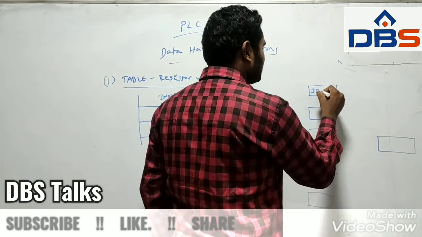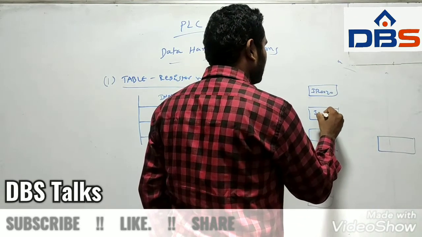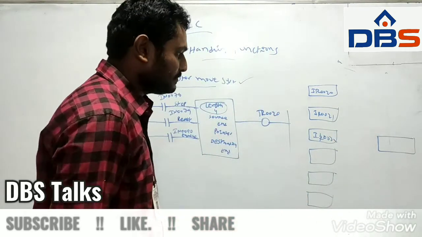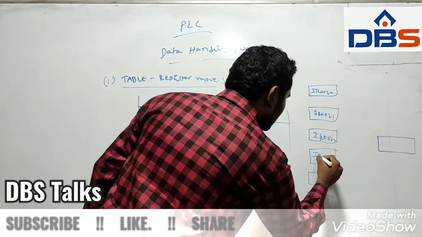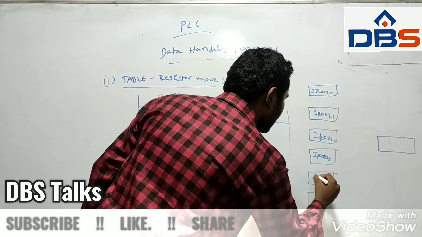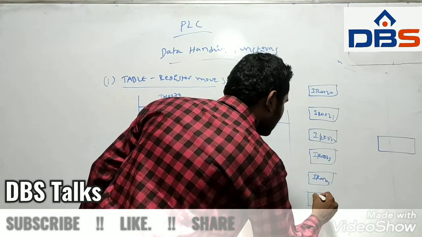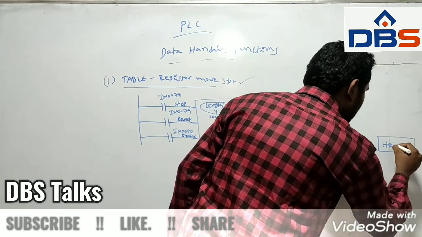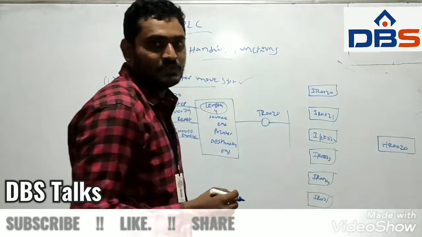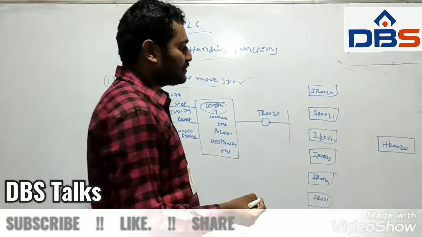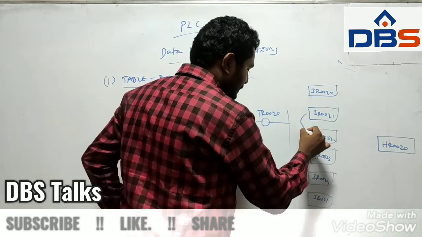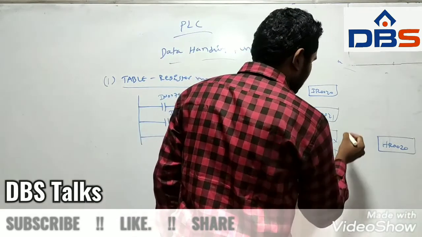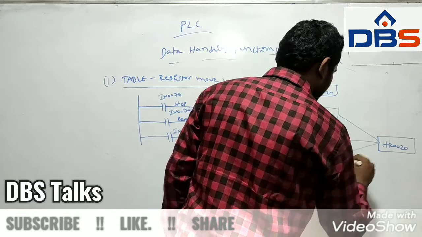So here I am putting the names as IR0020 and IR0021 and IR0022, IR0023 and IR0024 and IR0025, and the destination register is HR0020. So here in this case we have to move the data of these specified source registers into a single register in a step-by-step manner.